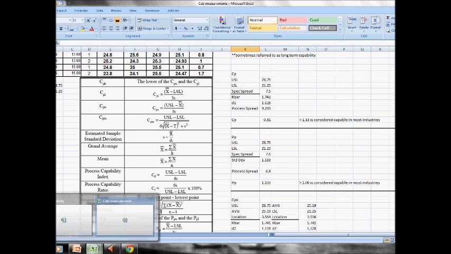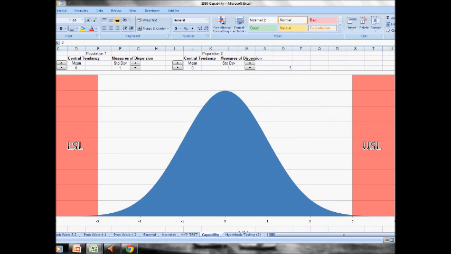So let's have another file here. Hopefully you can see this all. Basically, I have my lower spec limit out here in the red on the left side and my upper spec limit on the right side in the red. Basically, anything in between those is considered good product. And when your CP or your PP is 1, that means that your process spread, meaning 3 standard deviations to the left and 3 standard deviations to the right, is exactly the same distance as your spec spread.